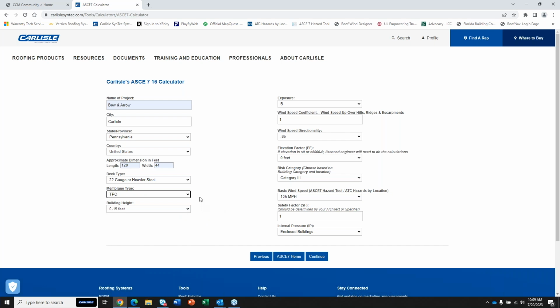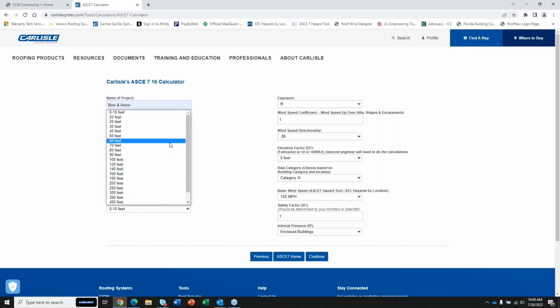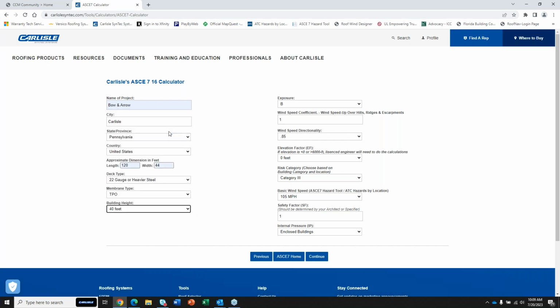This is where the parameters become very important on the building itself. How high is it? Obviously, the higher you get, the more the wind will actually affect the building. So we need to know specifically that. The calculator is based upon 10 foot increments, as you saw. So you cannot round to 45 feet or anything like that. So always go to the greater height, never round down, round up.